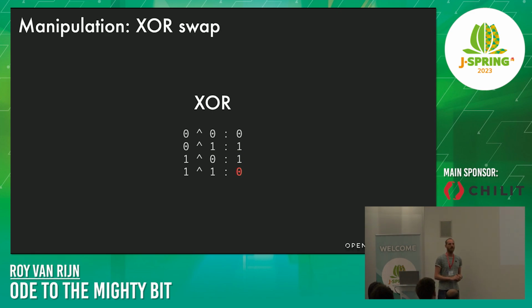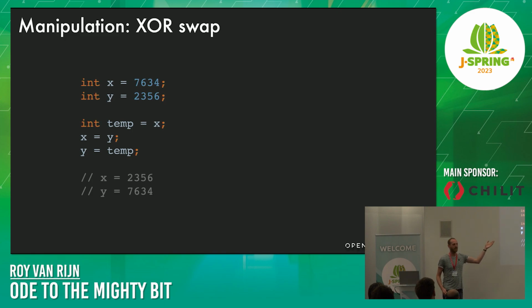The one we didn't show yet is the exclusive OR. It's just like OR, but more exclusive. Normally in an OR, this will be 1, but in an exclusive OR, we want just one of them to be a 1. If they're both 1, then it's a 0. So how can we use this?